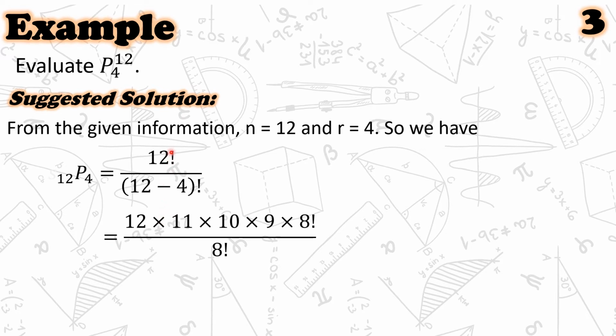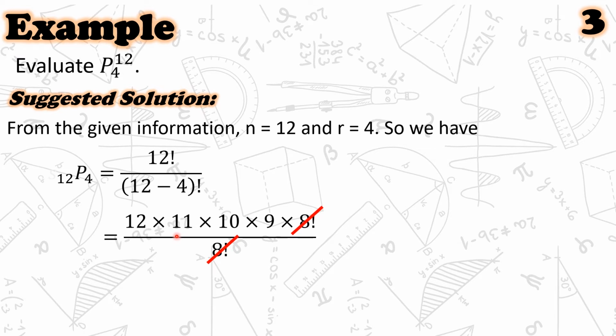To evaluate this, we rewrite 12 factorial into the product 12 times 11 times 10 times 9, and there's no need to write it down to 1 because there is a 12 minus 4 that is equal to 8 factorial in the denominator. So we stop at 8 factorial in the numerator. Anyway, when we evaluate further, 8 factorial over 8 factorial is equal to 1.